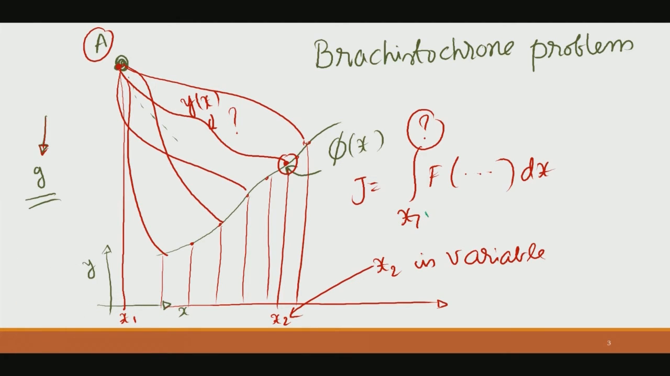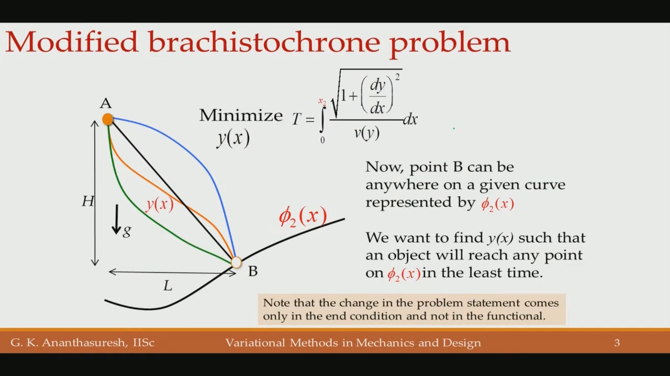We may not know this, we may not know that, or maybe both of them we do not know, that is also possible. We can make up problems where both of them are not there. Okay. That is a modification of the brachistochrone problem. That is what is shown on this slide.